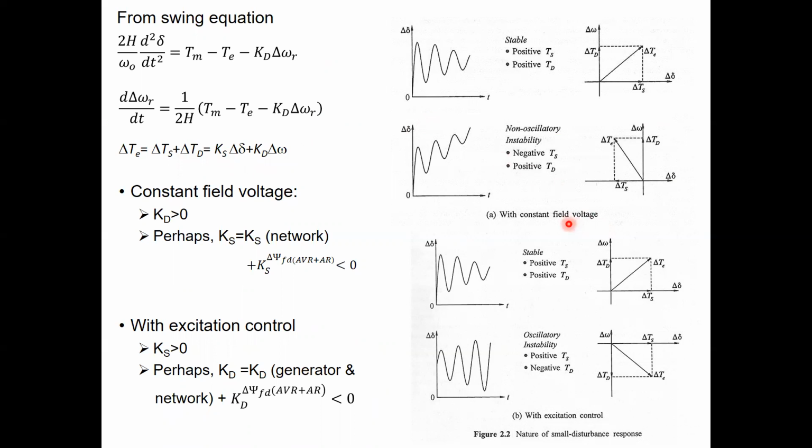And I think I have discussed that if you have a constant field, then if both are positive, you may have a stable response. But if there is a negative TS, then you may have what we call non-oscillatory instability. Remember, this is oscillatory instability, and this one is a little bit different. This form of the response and this form of the response are different here. This we call oscillatory instability, because it oscillates at a certain frequency. So that's why it is referred to as oscillatory instability.